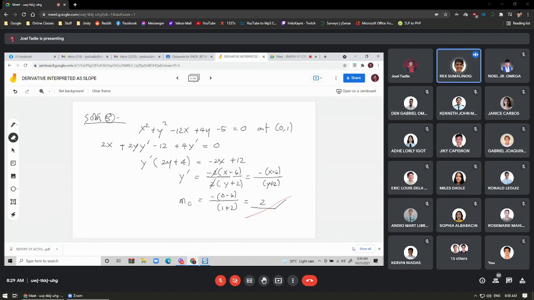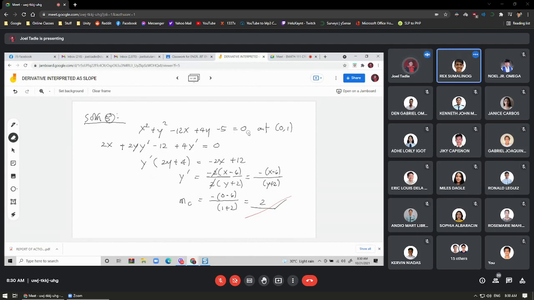Next, the derivative of negative 12x is negative 12 because of the constant rule. And next, positive 4y gives positive 4y prime because y is a function. Next, negative 5 gives 0 because 5 is a constant. The derivative of any constant number is 0. Then equals 0. Next, we have the equation 2x plus 2y y prime.